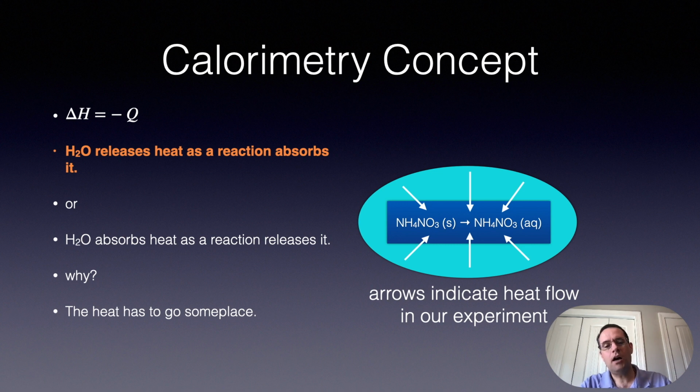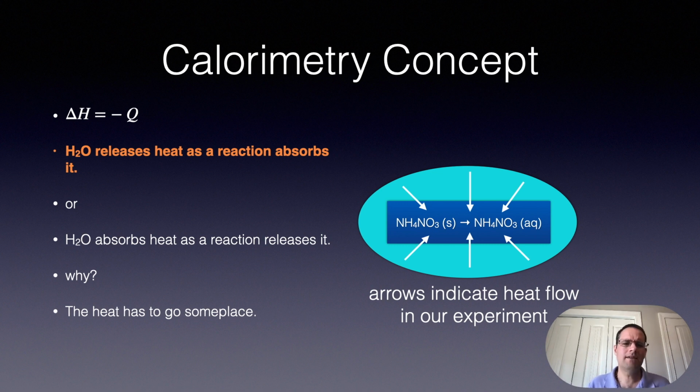Now, here's where I want to pause, and I want to talk about a very important concept. In calorimetry, the delta H is equal to negative Q. And that's because, I've bolded it here in orange, the water is going to release heat as the reaction absorbs it. The reaction is absorbing heat, and that's why the temperature drops, because heat is being sucked out of the water by the chemical reaction. And so the temperature goes down. So the delta H is equal to the opposite of Q.